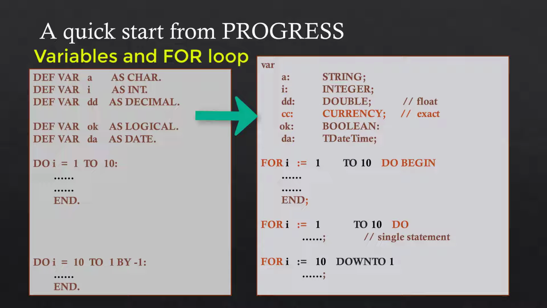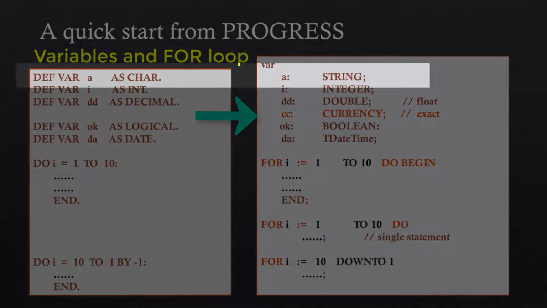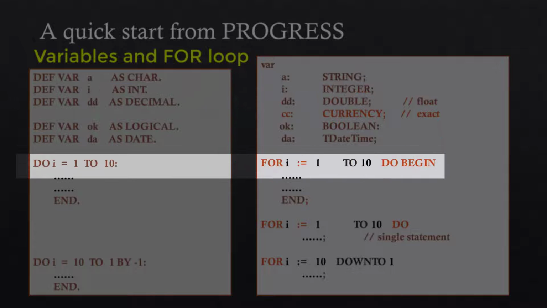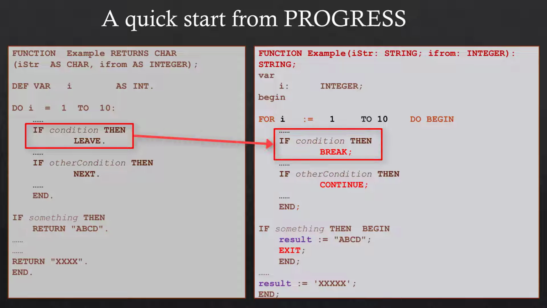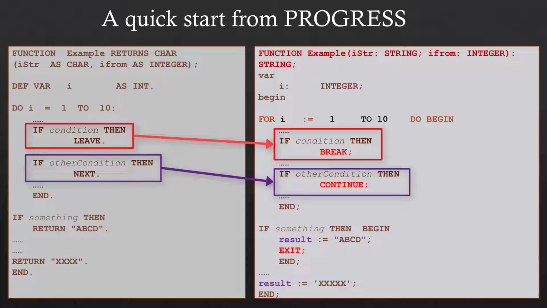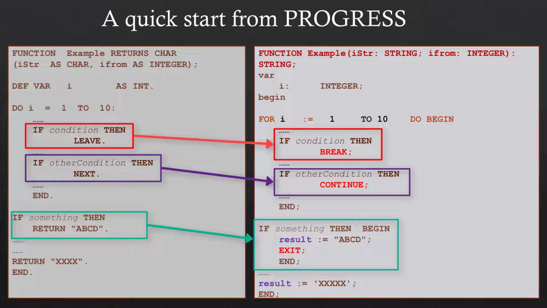The types of variables. Attention: char in Progress becomes string in Pascal. Char is a simple character and not a string of characters. It's the for instruction and not the do that makes a loop. A break comes out of a loop, and continue instead of next continues the loop. The output of a procedure or function is exit, with the return value set in result.